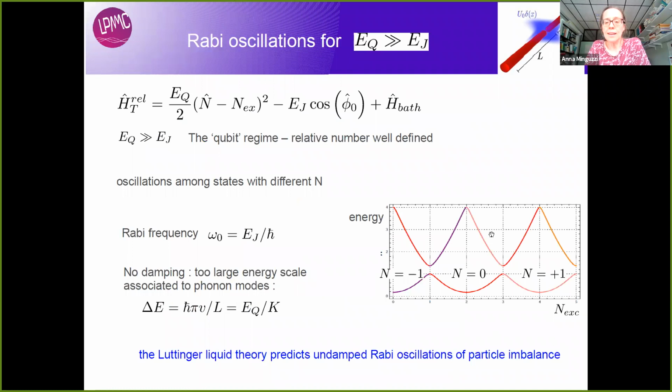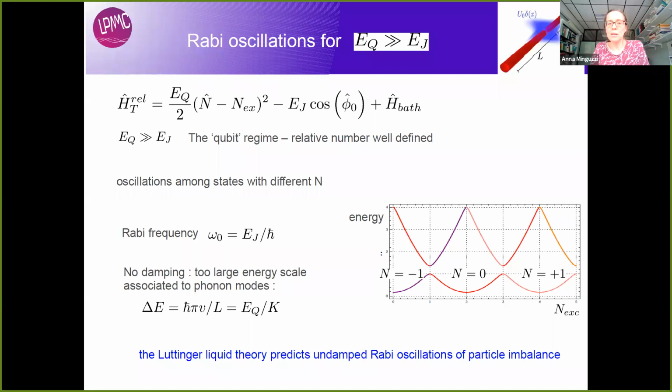And then there is an intermediate regime where the quantum and Josephson energy are of the same order, which is very difficult to describe. But there is the other extreme regime, the one where the quantum energy dominates over the Josephson energy, which is another regime where we can make a relatively simple prediction. So in this regime, which we call the qubit regime, the relative number is very well defined and we have a huge phase fluctuation.